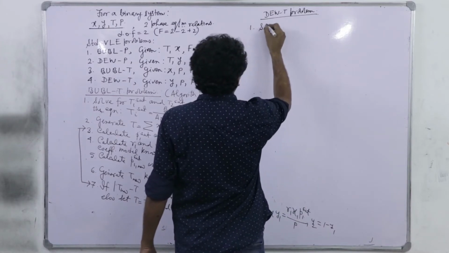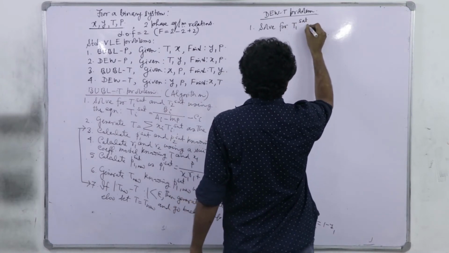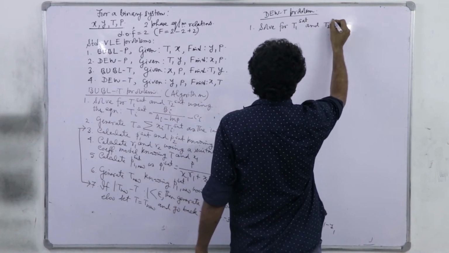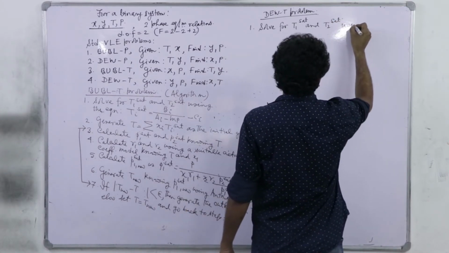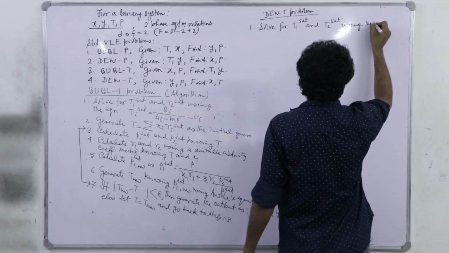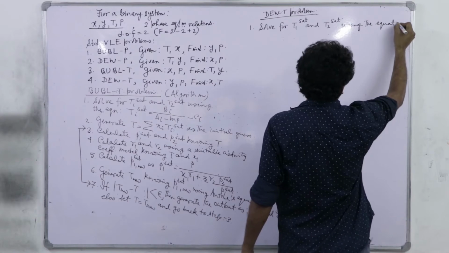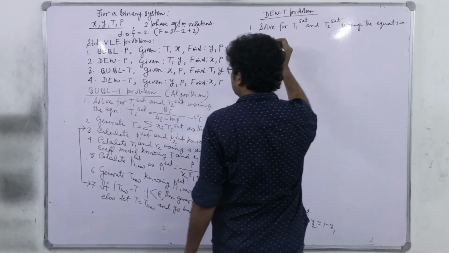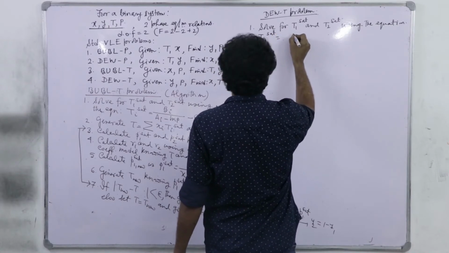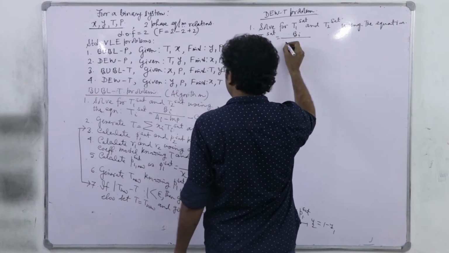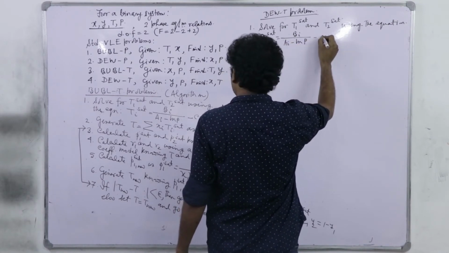First, solve for T1 sat and T2 sat using the equation Ti sat is equal to Bi divided by Ai minus LNP minus Ci.